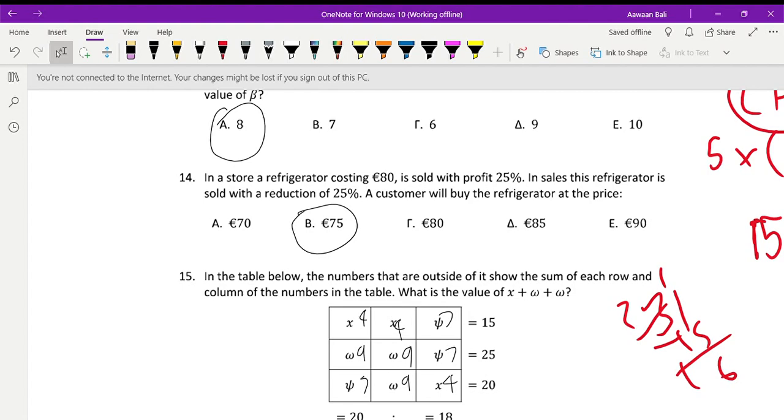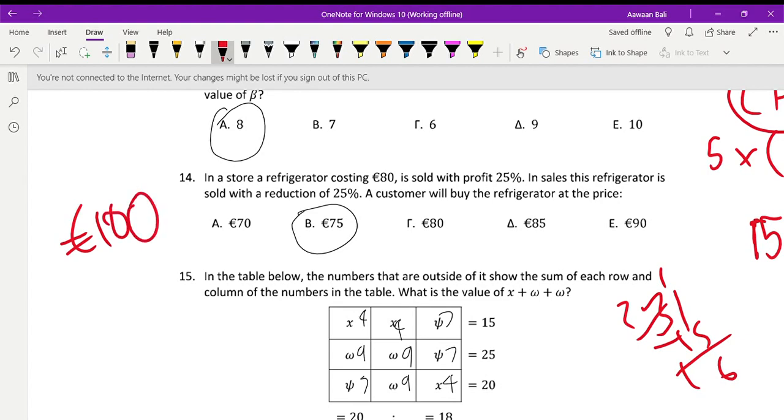So first it's sold with a profit of 25%, which means it will be sold at a price 25% more, which means a quarter more. A quarter of 80 is 20. So 80 plus 20 is 100 euro. So it gets 100 euro.